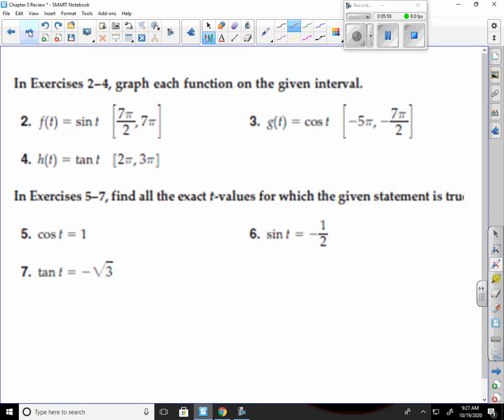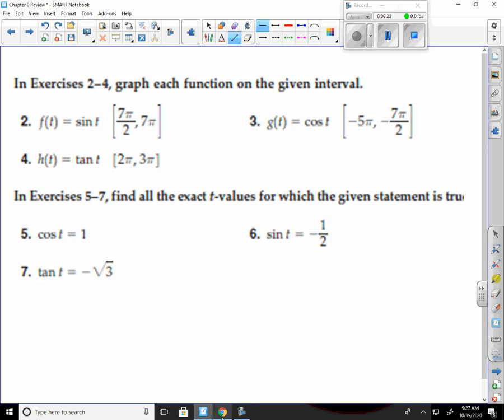In exercises 2 through 4, graph each function on the given interval. So I have sine of t on 7 pi over 2 to 7 pi. The first thing I'm going to do is, well, here's the thing. If you guys are going to graph these for me, you're going to have to use Desmos.